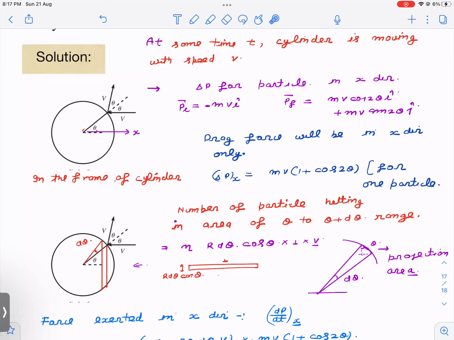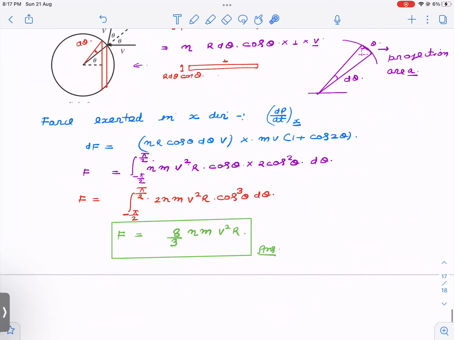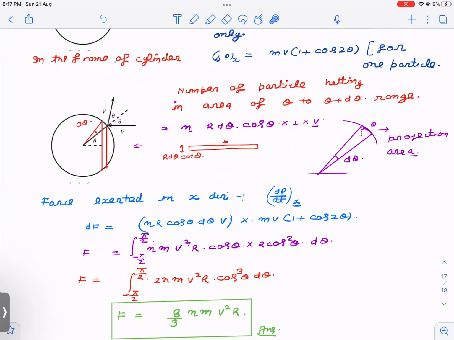Okay, so now that's it. This is the momentum change of one particle. And these many particles are hitting the cylinder in 1 second only in this area, right? So force exerted in x direction will be dp by dt. So let us see. I have just multiplied this thing and this thing, right? That makes sense. Momentum change of one particle and then number of particles colliding in 1 second only in this region. Fine.